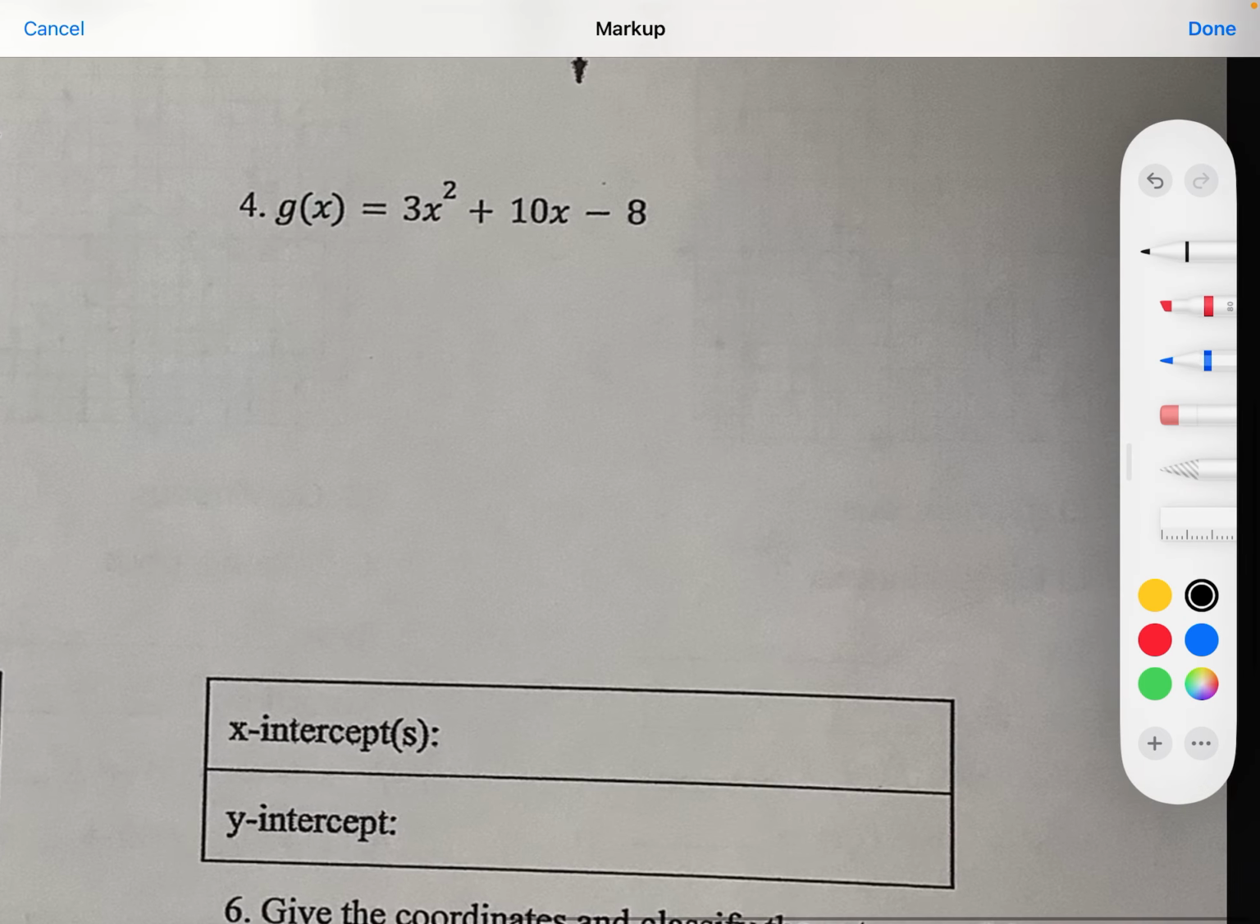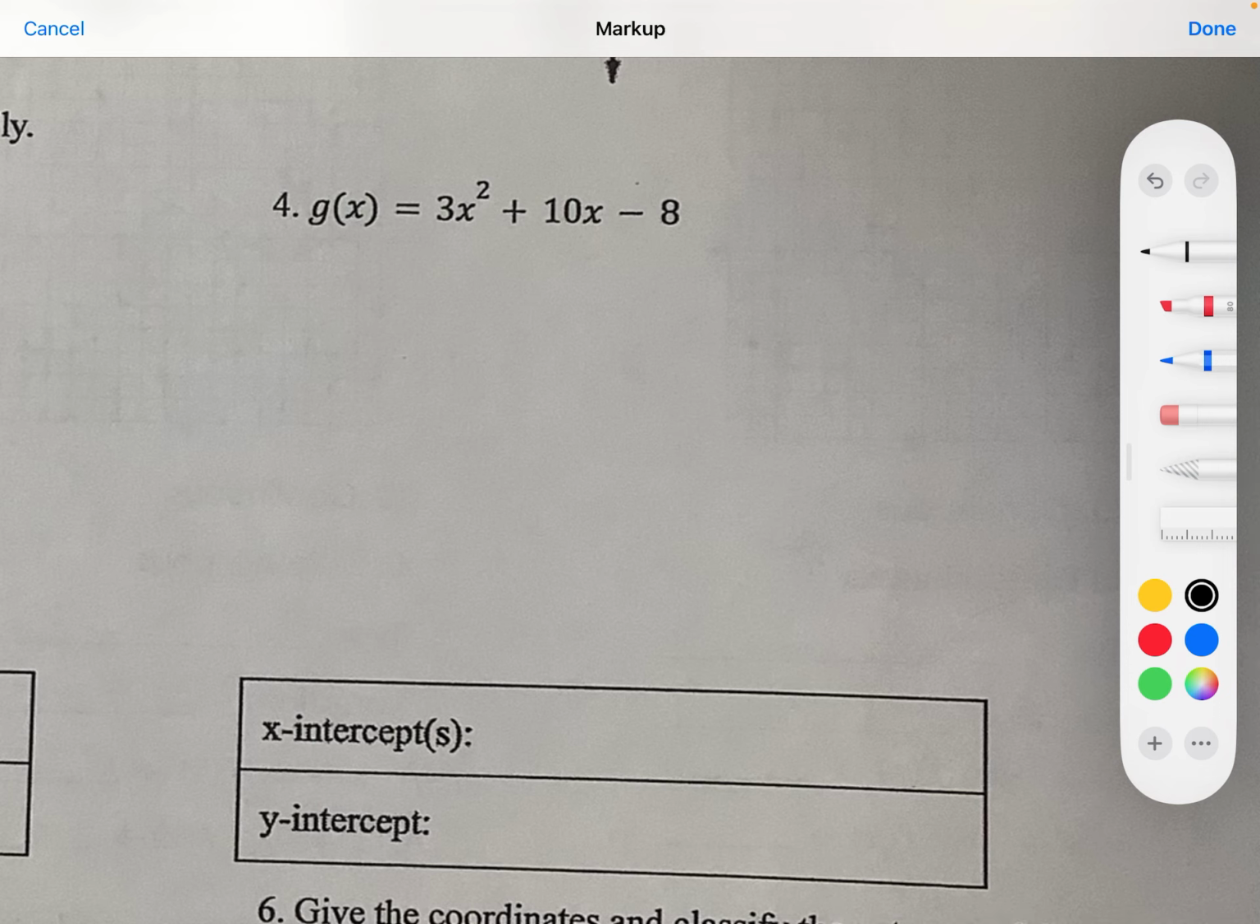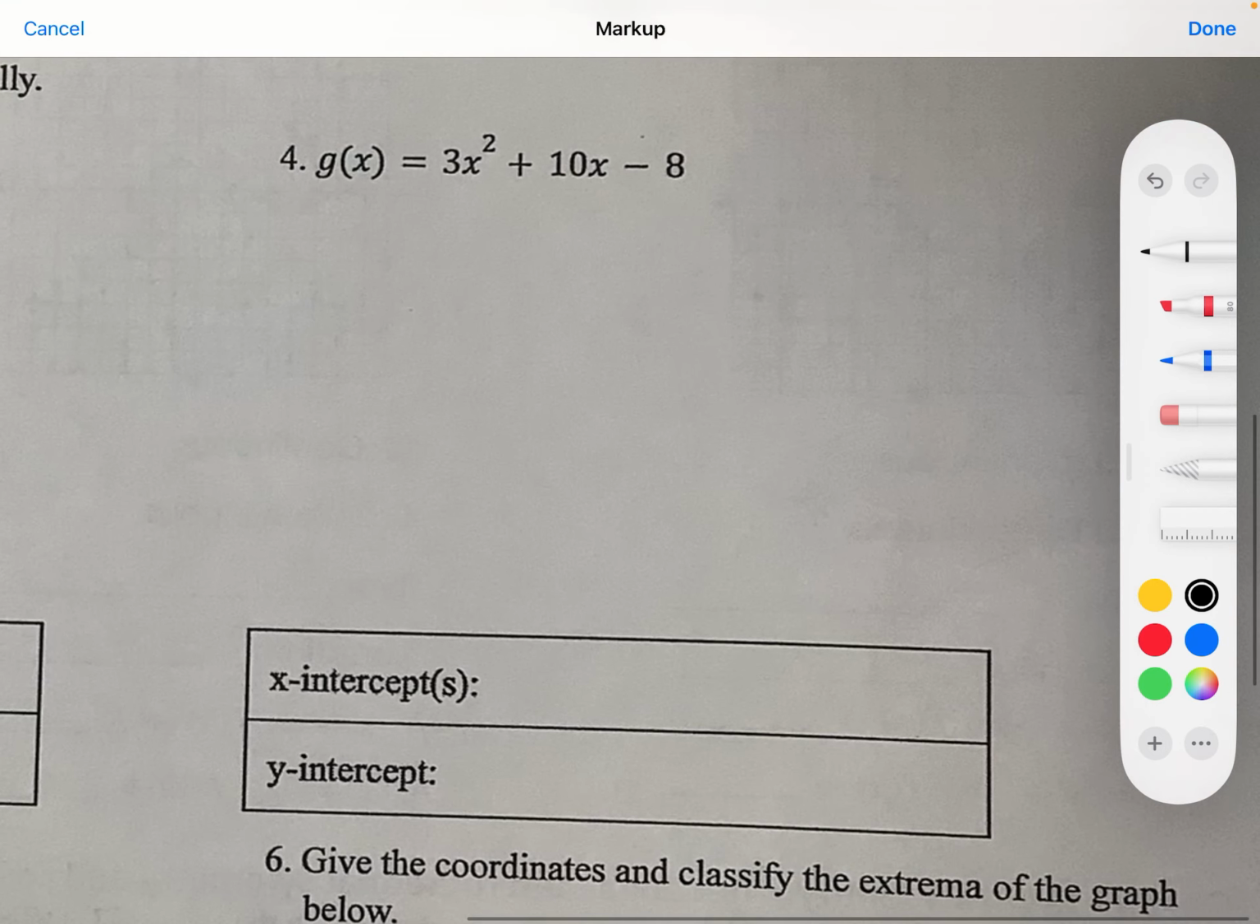For number 4, it is g of x equals 3x squared plus 10x minus 8. In order to do this, you will just be solving a quadratic equation.